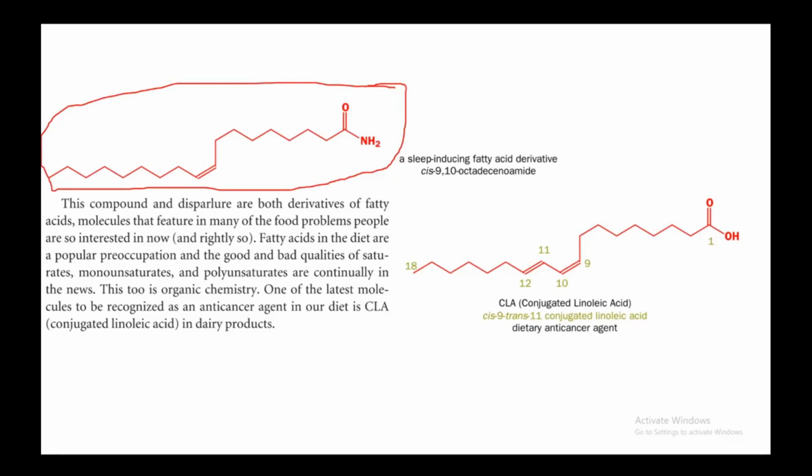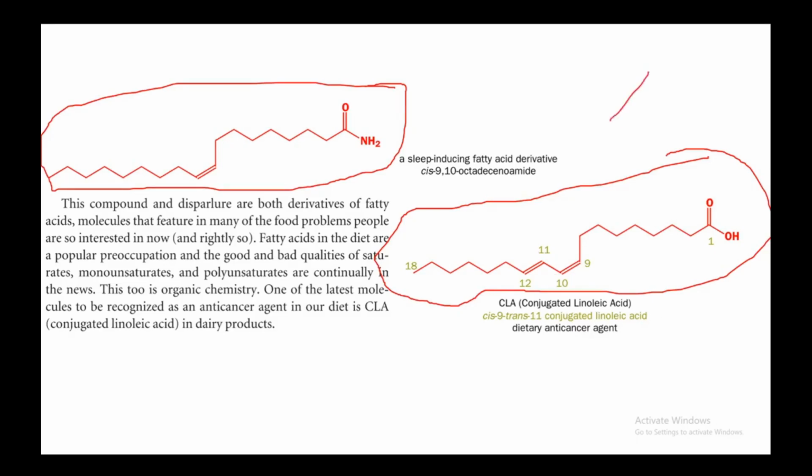One of the latest molecules to be recognized as an anti-cancer agent in our diet is CLA, conjugated linoleic acid, in dairy products. This is the structure of that molecule, which contains 18 carbons, and it has been identified as an anti-cancer agent in the diet. There's a conjugated linoleic acid, cis-9, trans-11. So the double bond at the 9 position is cis and the double bond at 11 is trans. That is the structure of that compound.